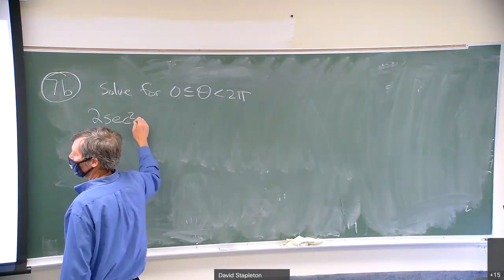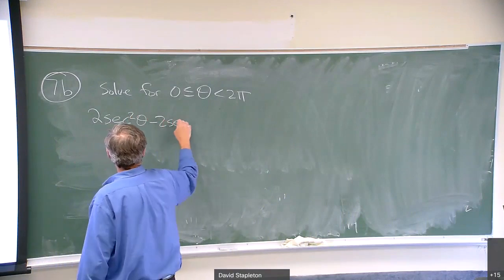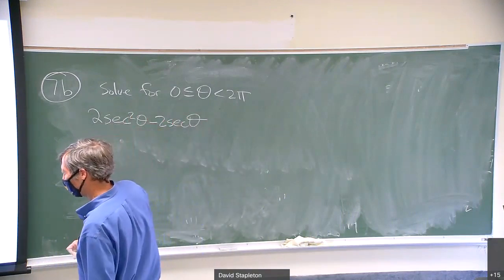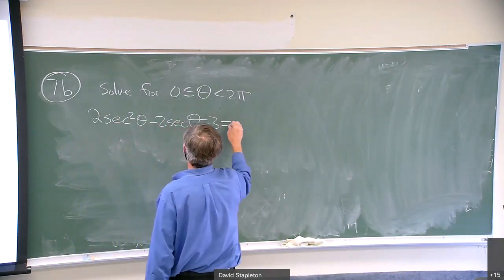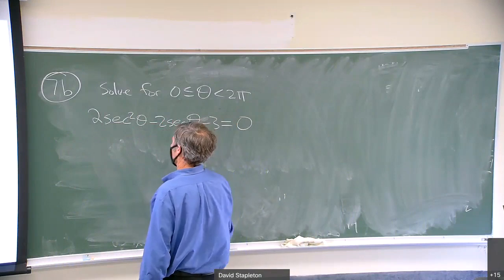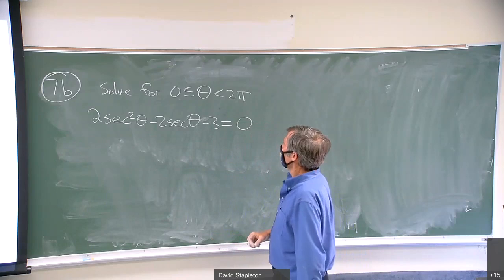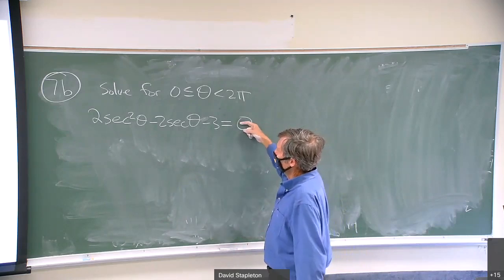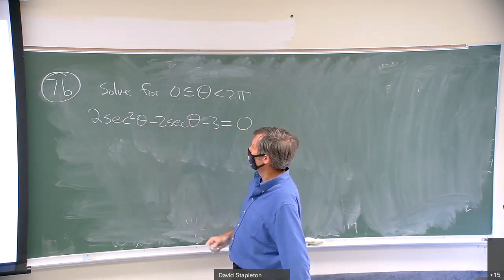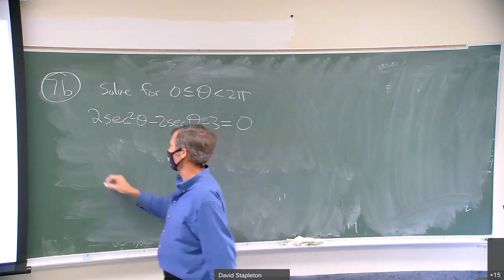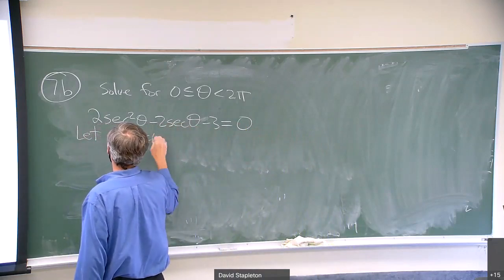2 secant squared theta minus 2 secant theta minus 3 equals 0. On this one, I gave you a hint, use the quadratic formula, because I didn't want you to fluster and flail trying to do it a harder way. How do you solve something like this that has one trig function of theta, but there's a square in here, right? The hint is to let x equal a trig function and see what the equation looks like algebraically.